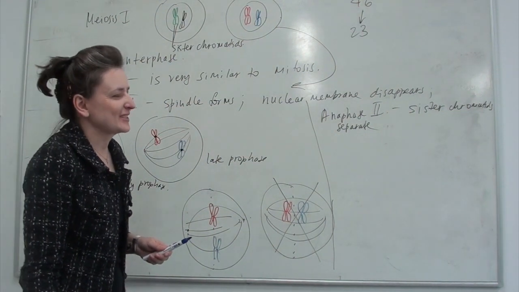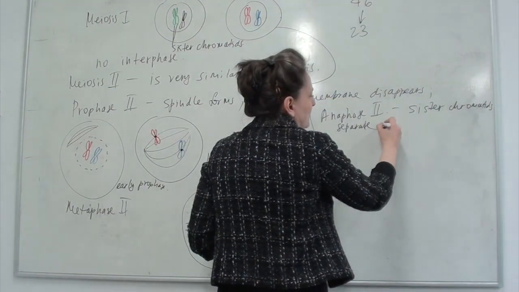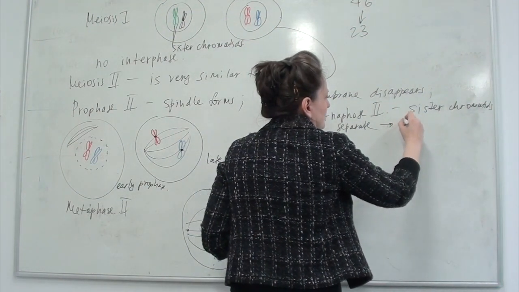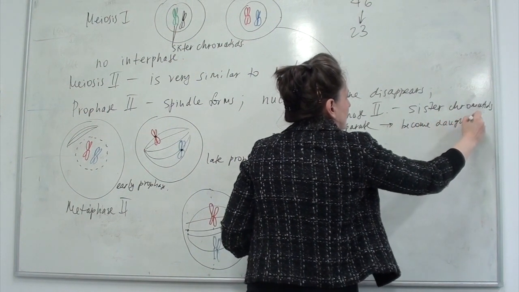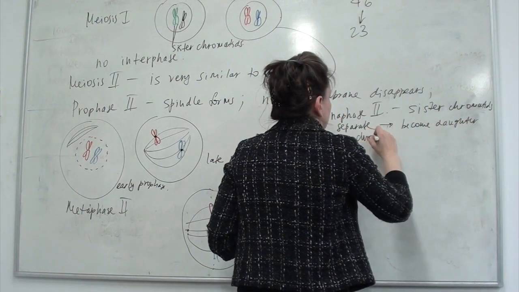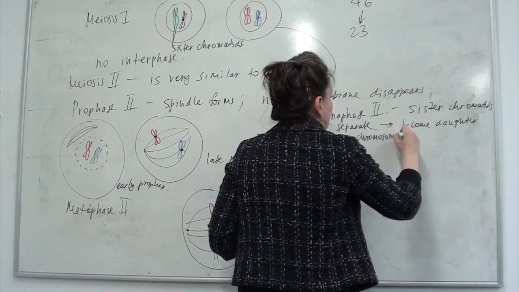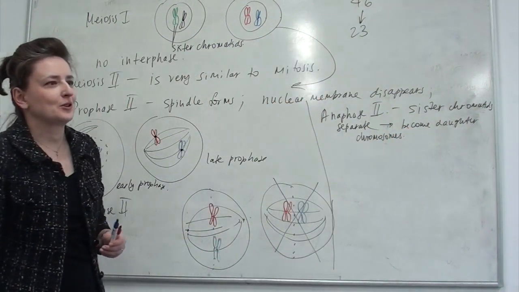So sister chromatids separate, and then at that point they are known as daughter chromosomes. They become daughter chromosomes. It's a lot of CH words, isn't it?